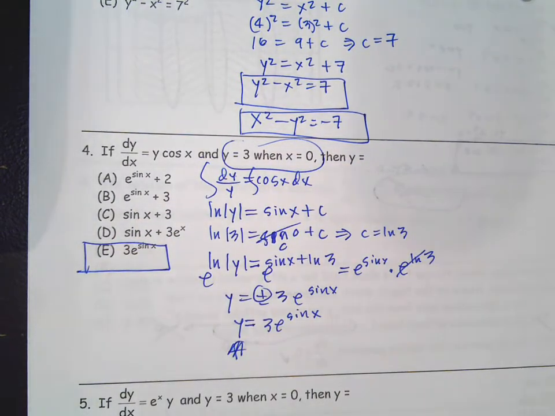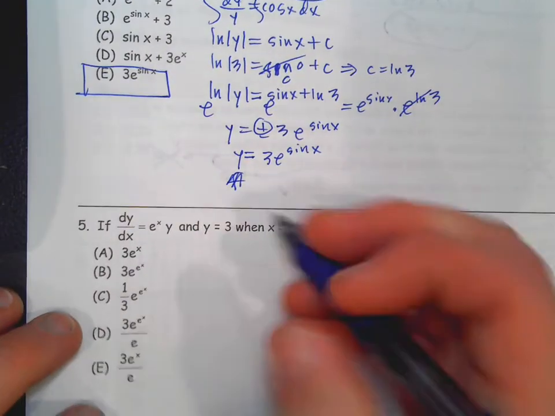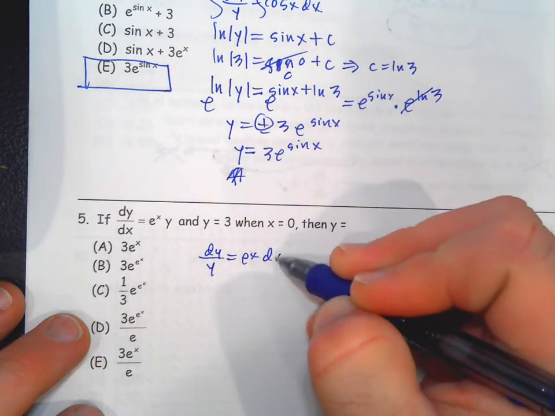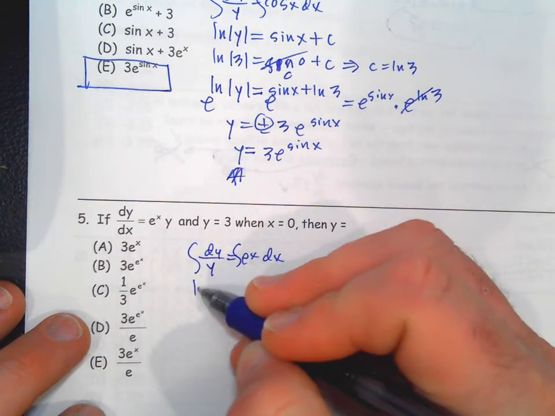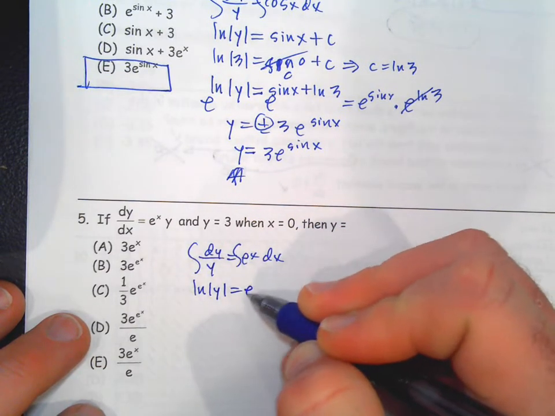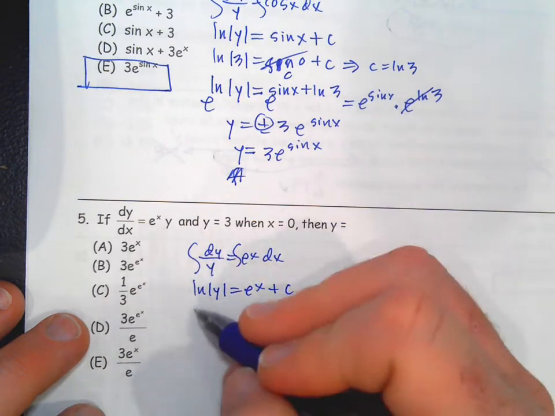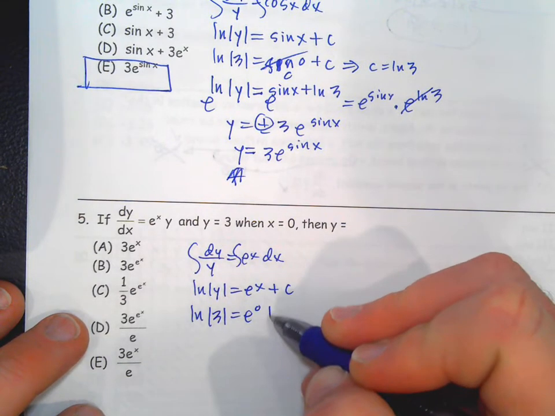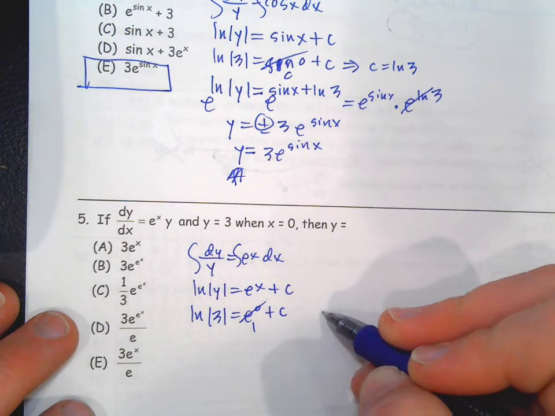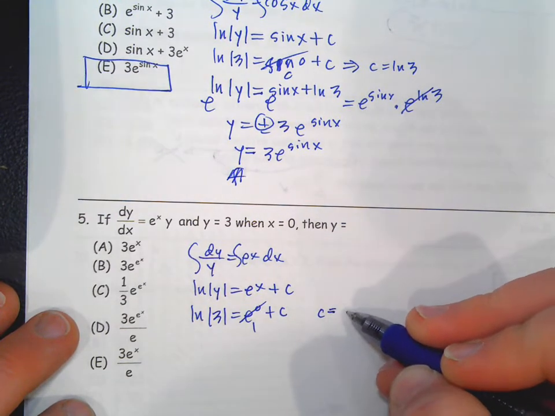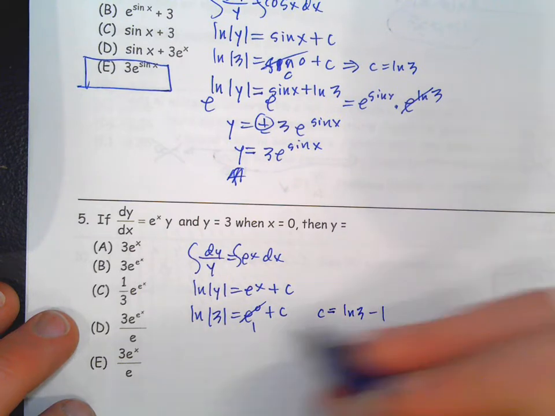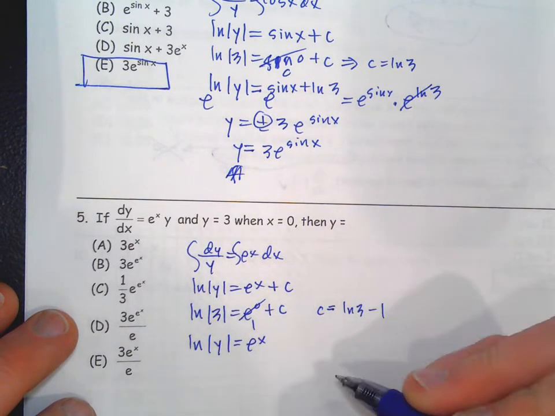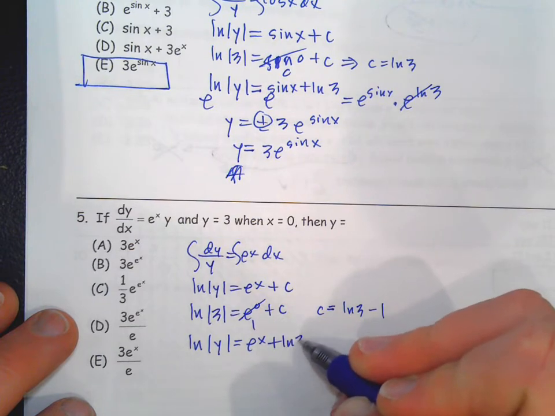Okay. Number 5, separate the variables. Integrate both sides. Natural log of the absolute value of y equals e to the x plus c. Plug in the initial condition. c equals natural log of 3 minus 1. So I'm going to rewrite it: natural log of the absolute value of y equals e to the x plus natural log of 3 minus 1.